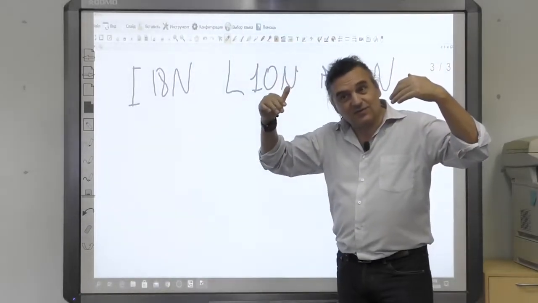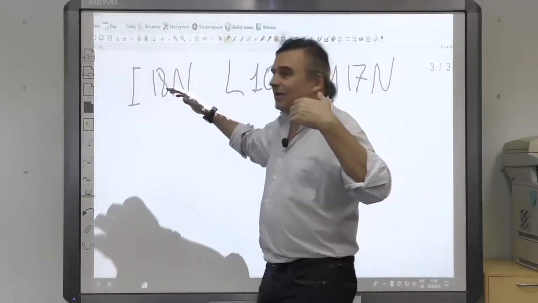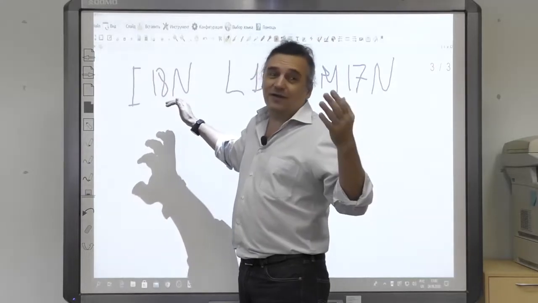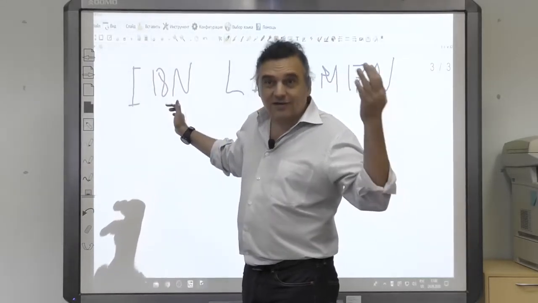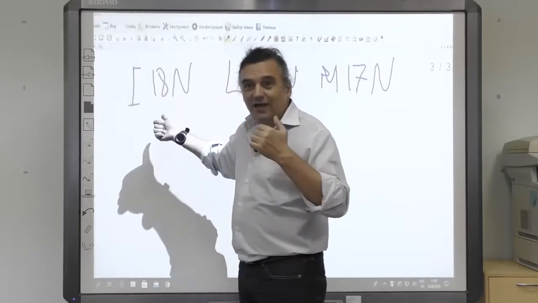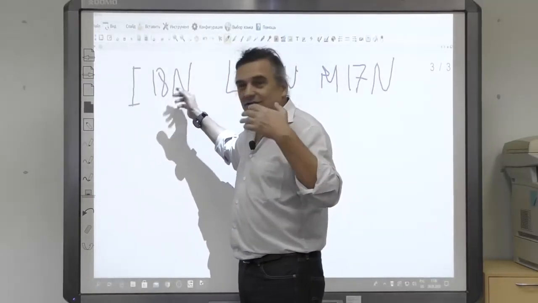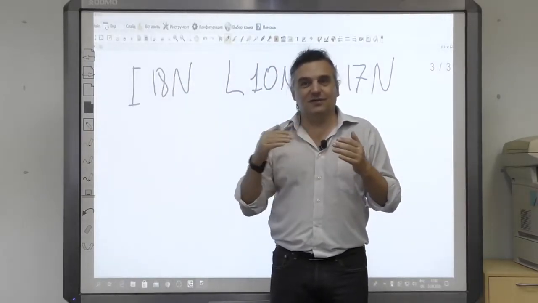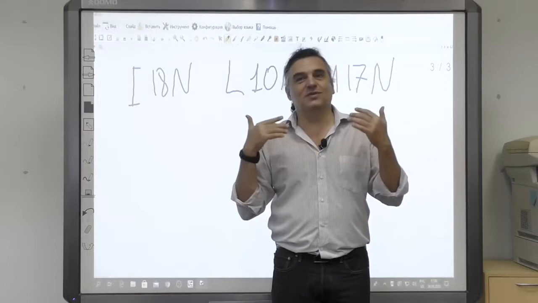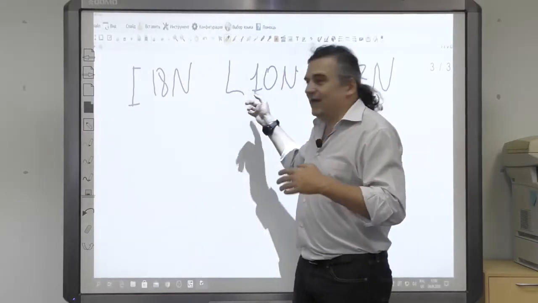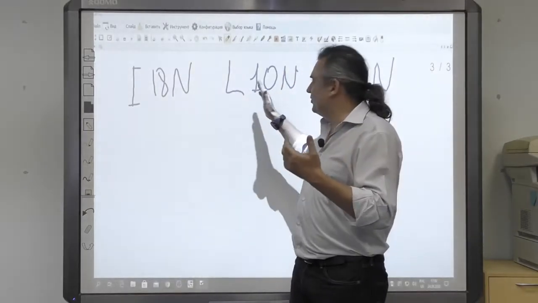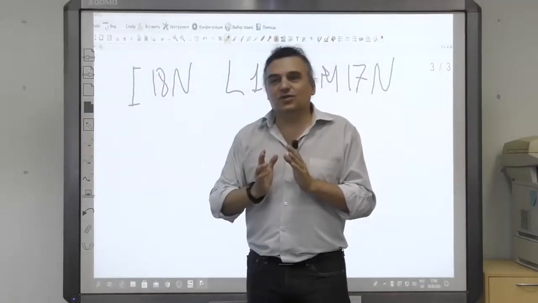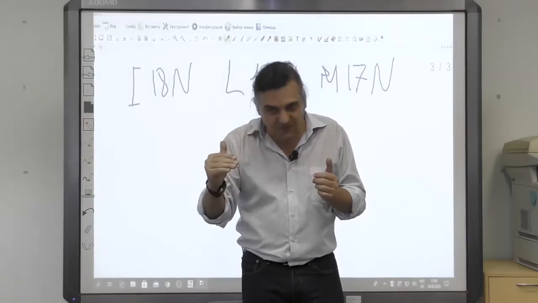m17n is performed in two stages. Internationalization, 18 letters between I and N, i18n: to make software potentially handle multiple locales. Localization, 10 letters between L and N, l10n: to make software handle a specific locale.